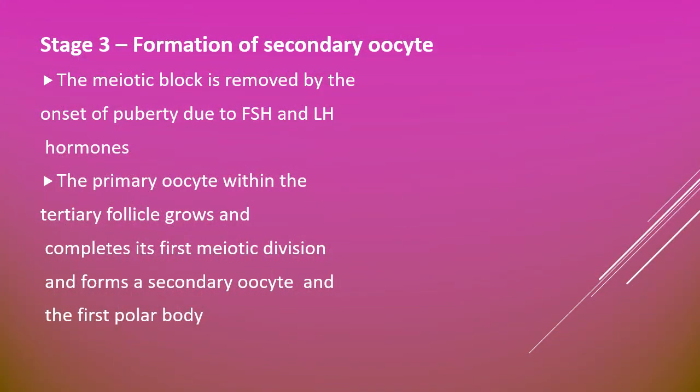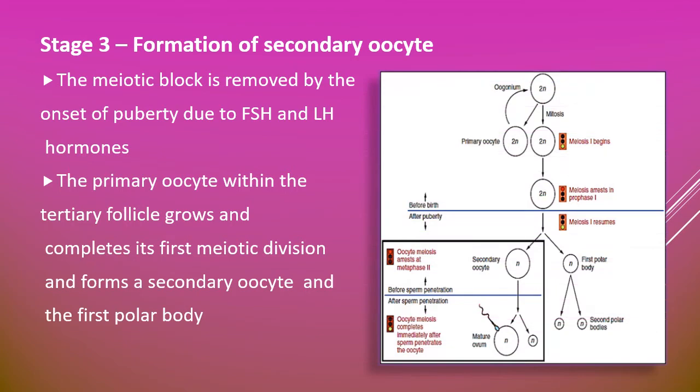The next stage is the formation of secondary oocyte. When the female reaches the age of puberty, the hypothalamus of the brain releases GnRH, that is gonadotropin releasing hormone. This hormone in turn stimulates the anterior pituitary to release FSH and LH to the ovary for the first time. This removes the block in the meiotic division 1 and causes the growth of the primary oocyte inside the tertiary follicle and to complete its first meiotic division.